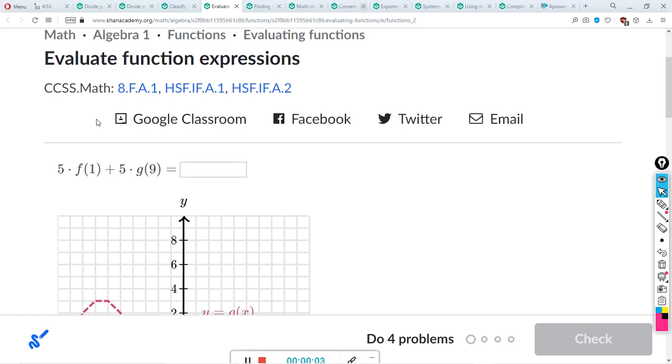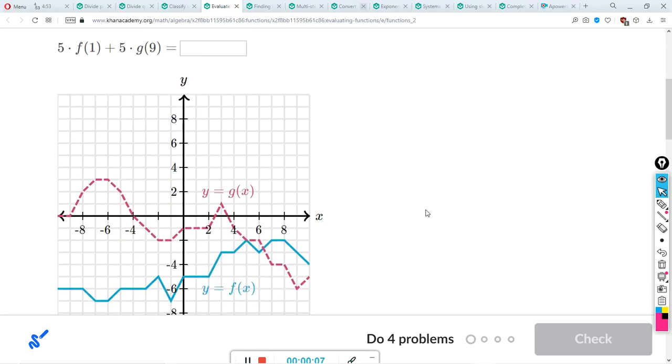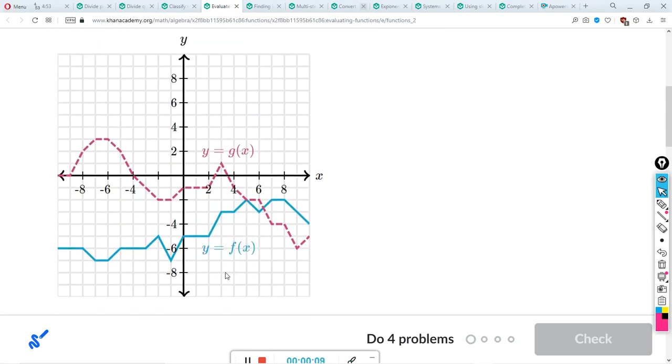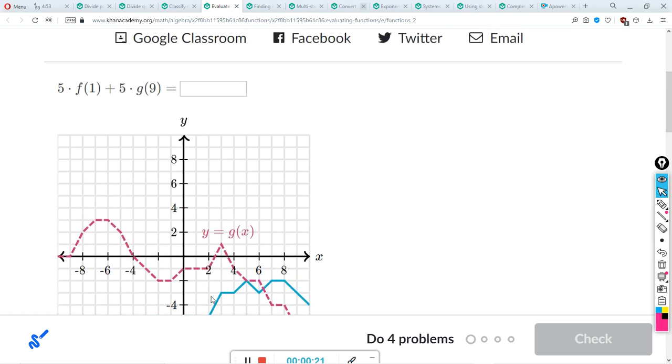This will be for the con assignment, evaluate function expressions. Okay, in this problem here, they give you two separate graphs. This one here is y equals f of x, and this dashed line here is y equals g of x. Okay, so here they have f of 1 and g of 9.